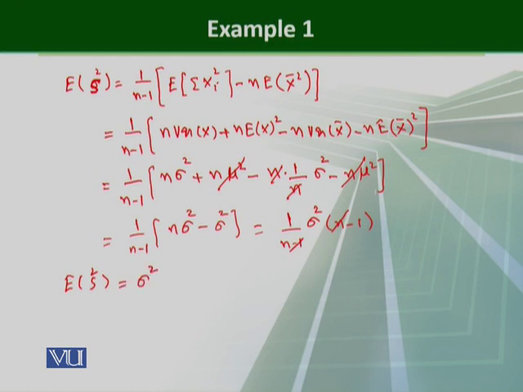So we can see that for the sample mean, we have already proved that the expected value of x bar is equal to mu, and the expected value of the sample variance is equal to the population variance. So we can say that the sample mean and the sample variance are unbiased estimators of the population mean and the population variance in the normal case.